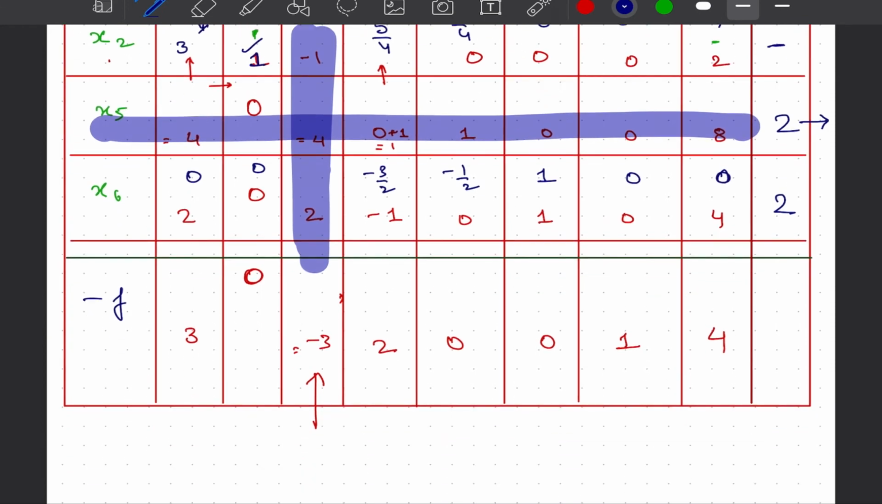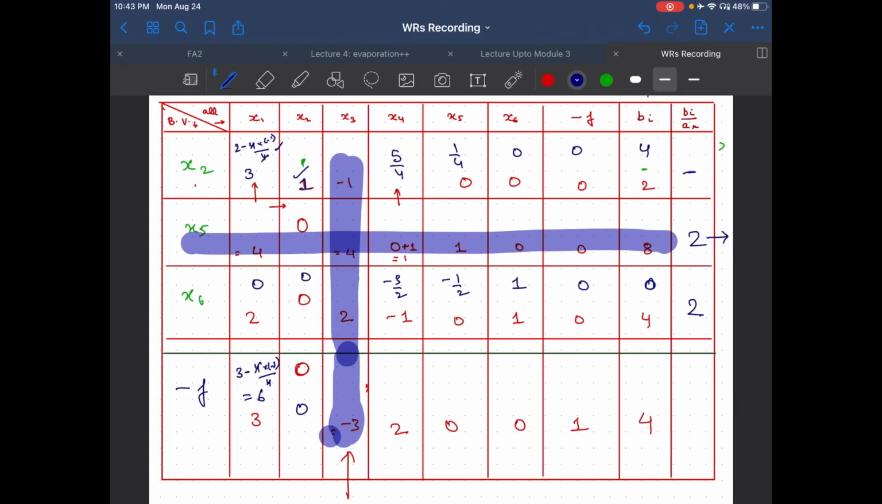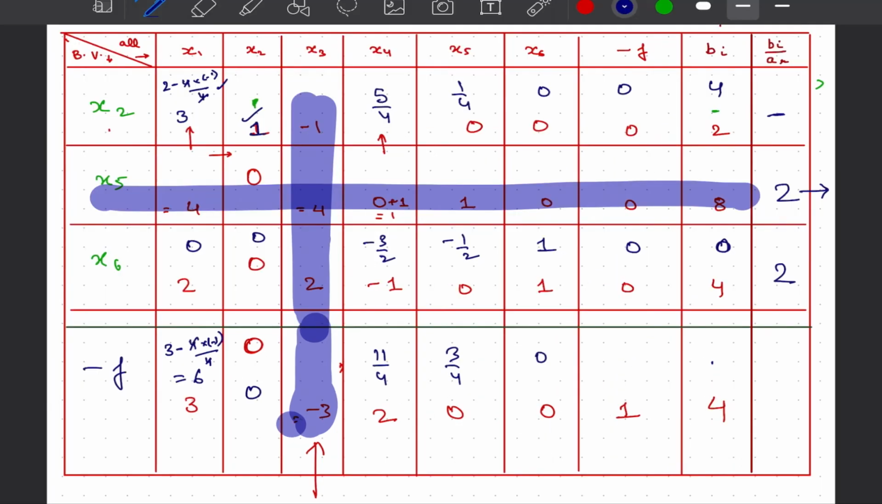We will update these values here. Again, I am applying the same formula. So I am saying that the updated value would be 3 minus 4 into -3 divided by 4. So this becomes 3 plus 3 equal to 6, because this is our complete extension of the pivot column. So this -3 comes from here, and 4 comes from here, and the pivot element is also 4. After 6 we get 0, and we will come back here later again. This becomes 11 by 4, this becomes 3 by 4, this becomes 0, this becomes 1, and this becomes 10.